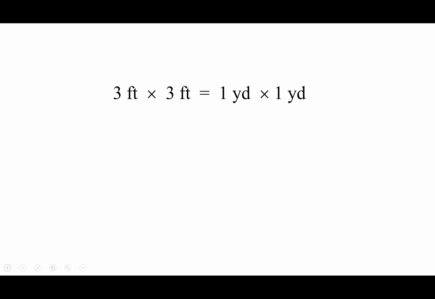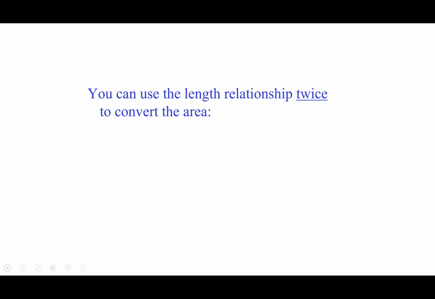So 1 yard squared is 1 yard times 1 yard, and of course each yard is 3 feet. So 9 feet squared is equal to 1 yard squared. The only catch is we're going to use that equivalency statement, 1 yard is equal to 3 feet. We're going to use it twice, and here's what it looks like.